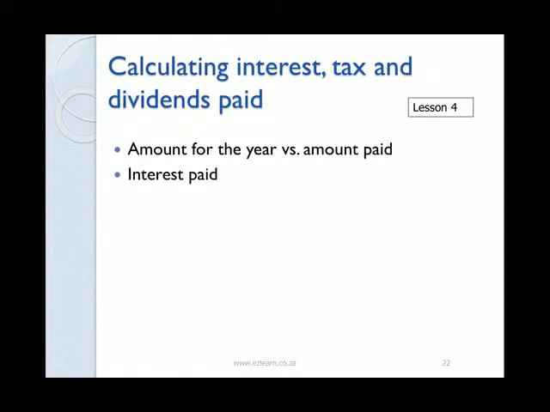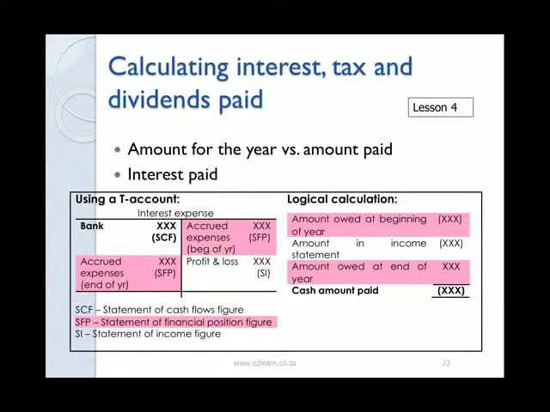Interest paid can be calculated as follows. You can either use a T account or you can use your logic to work it out. Either method is acceptable, as long as you make sure that you arrive at the correct answer. If you use a T account, create an account for the interest expense. Show the accrued expenses reversal at the beginning of the year on the credit side, as that is the amount that was owing for interest. At the end of the year, you would show the adjustment for the amount that is still due at the end of the year.